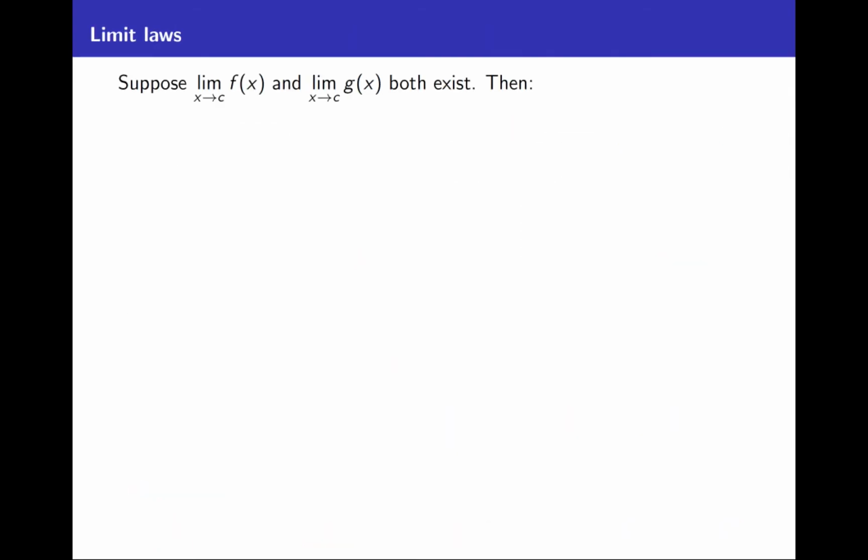Let's move on. There are some additional limit laws that turn out to be very useful. We'll tally them on this page. And for everything on this page, we're supposing that the limit as x approaches c of f of x and the limit as x approaches c of g of x both exist for two functions f and g.